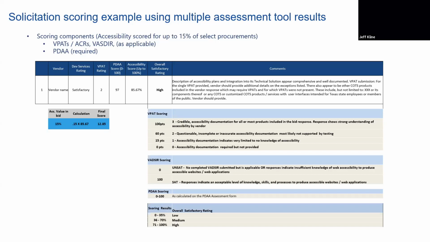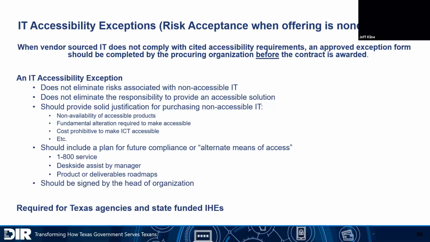So you get an accessibility score of 85.67%, which is a pretty high rating. And then if that counts as 15% of the procurement, then you take 15% of that, and you come up with the final score of 12.85 or somewhere in there. So that's just one example of how you might score that. And you can also see a lot of the comments in there as well. So it's just one methodology that we've used on some enterprise contracts.